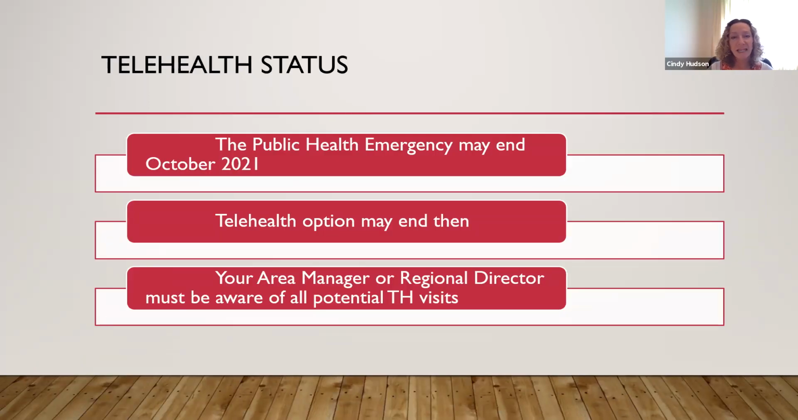So changing directions again a little bit, we're going to talk about telehealth. As of the beginning of August, there are still a lot of unknowns regarding the future of our current public health emergency. Right now, the public health emergency is slated to end in October, and at that point our telehealth options might also end. However, there's a lot of discussion about extending the public health emergency, or about extending the telehealth options even after the public health emergency ends. So right now, we are not exactly sure which way things are going to land.